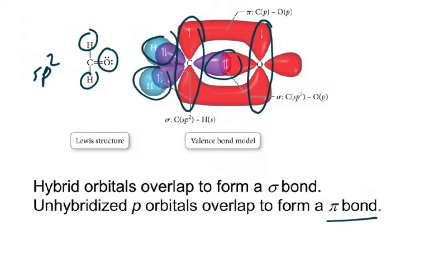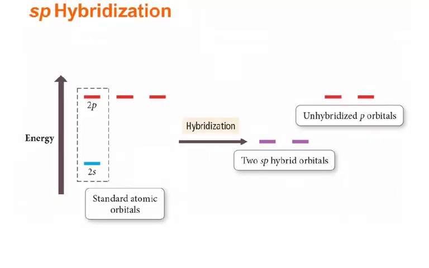So whenever you have a double bond, remember that one of those bonds will be a sigma, right over here, while the other one will be a pi bond. But the most important thing is that there are only 3 domains around the carbon. So a structure that has 3 domains will be sp2 hybridized. Now let's take a look at sp.